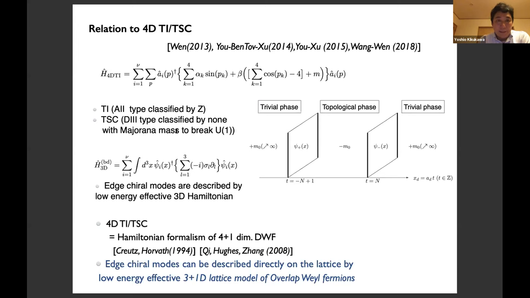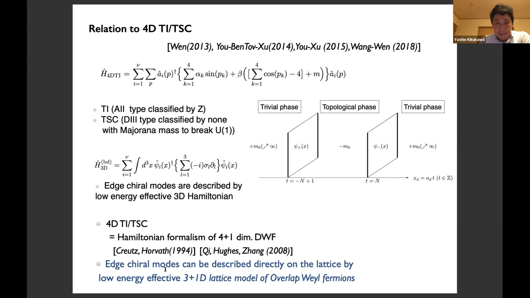Okay. And if you have a boundary like this, then the H chiral mode are described by low energy effective 3D Hamiltonian, like this. So this is the way you are discussing the boundary fermions. But this lattice fermion theory is nothing but the Hamiltonian formulation of 4+1 dim, five dimensional domain Weyl fermions, as discussed by these people. Then we can consider the five-dimensional Euclidean description of this topological insulator or topological superconductor.